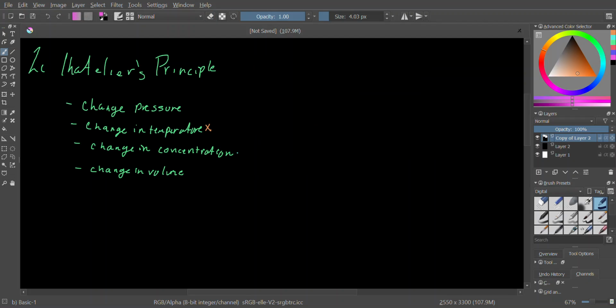Right, so now for the last thing, we're going to do pressure and volume together because they relate to each other inversely.